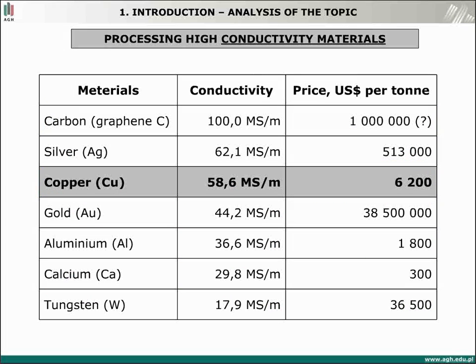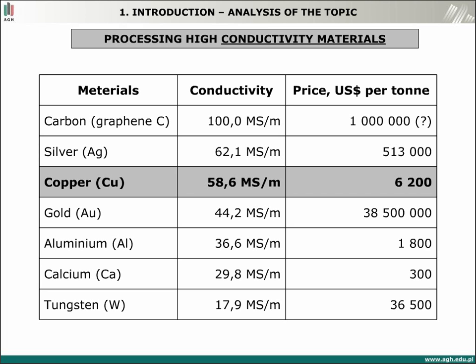On the next slide, you can see the list of elements ranked by their electrical conductivity and also their price per ton. Although graphene or even silver are here ranked higher than copper, in fact, both of these materials are not widely used for electrical applications. In the case of graphene, the technology is still under development, and silver is used only in some advanced electrical applications, mainly because of its price and lower corrosion resistance.